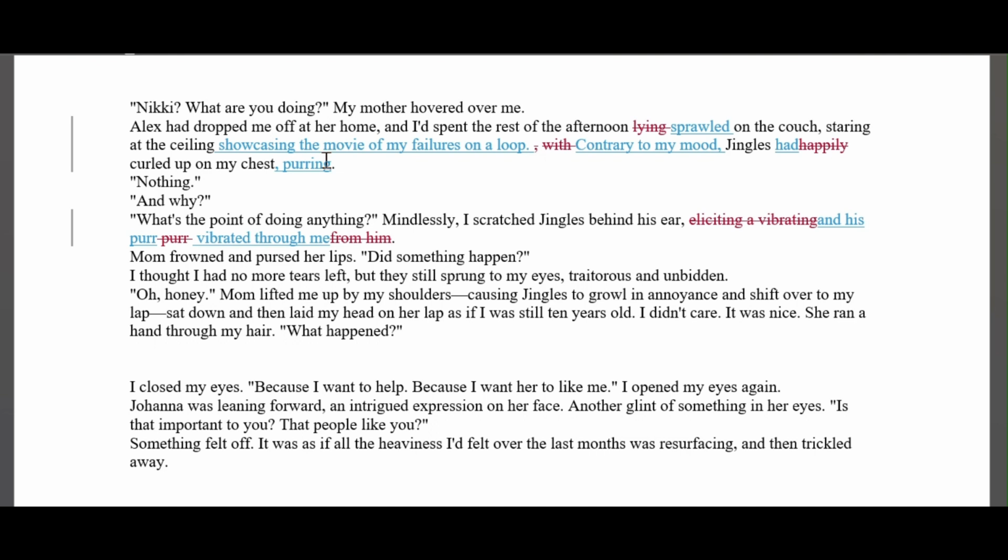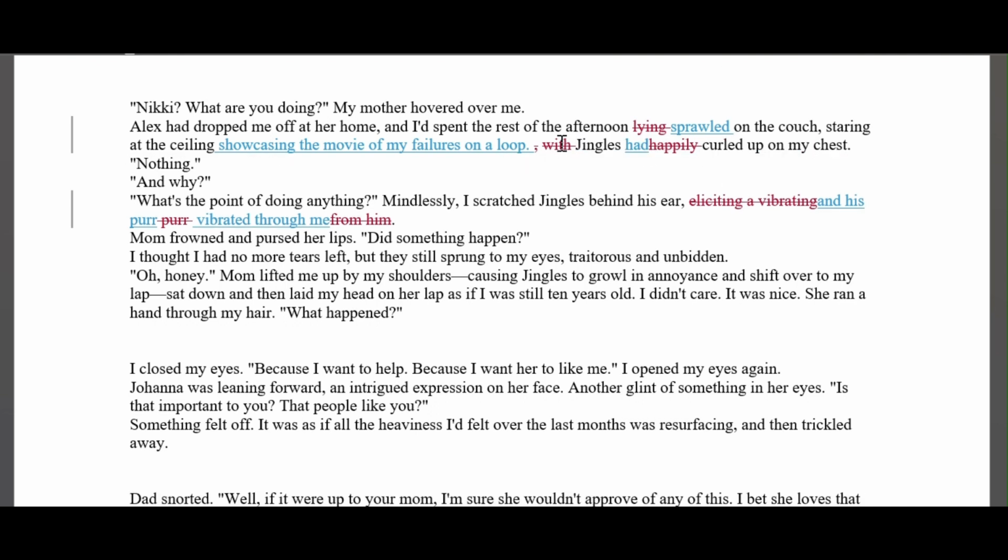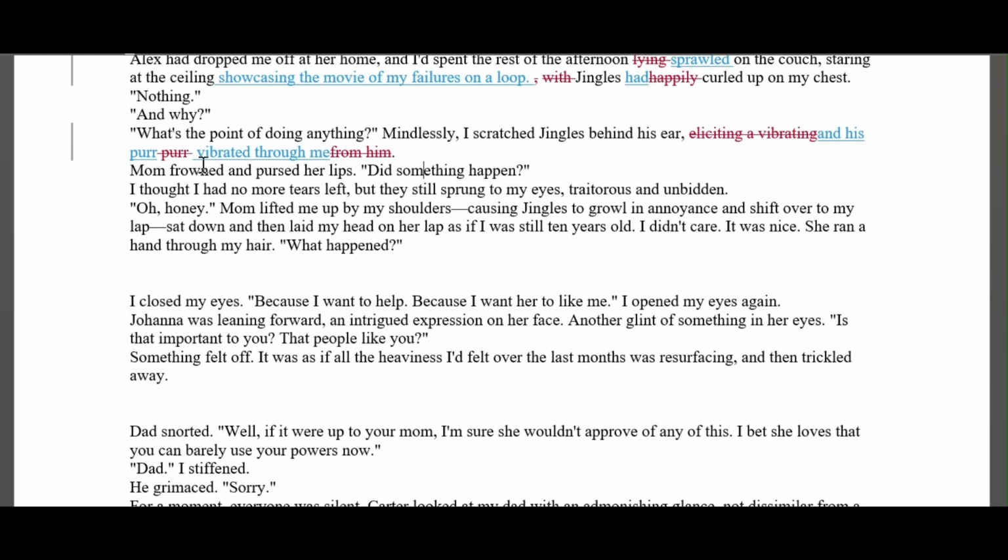Not the best, considering we already have him purring here. So maybe we can just remove that, and then we can also just remove this, so we don't really have an emotional state of the cat. Jingles curled up on my chest, and his purr vibrated through me. Could be better, but let's leave it for now.